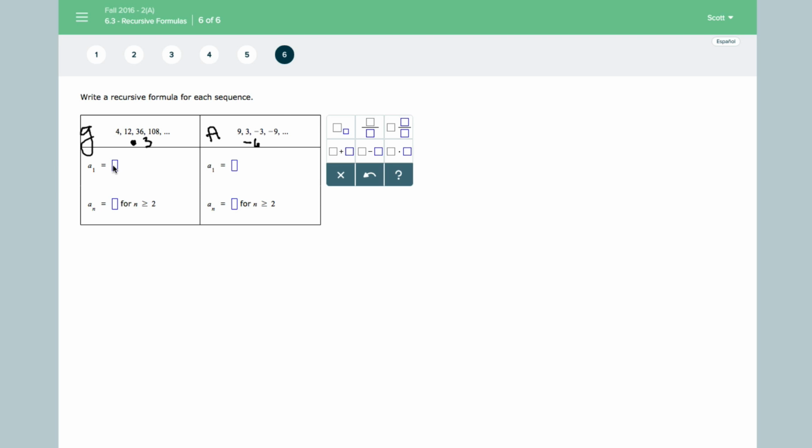What's my first term here? That would be 4. And what happens here? Well, I take the last known number, a sub n minus 1. What do I do with the last known number? I times it by 3. Okay, here what's my first number? First number is 9. And what do I do? I take the last known number, so a sub n minus 1. And what am I doing with it? I am subtracting 6.